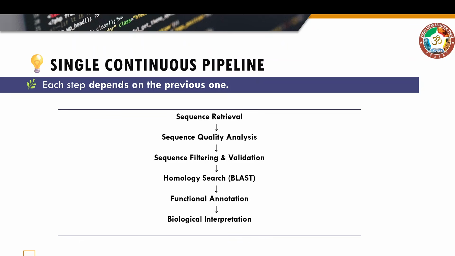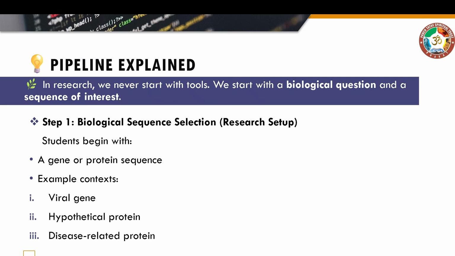Now, the important concept is that this is a single continuous pipeline. This concept is very important, and it means that each step depends on the previous step and we cannot skip any of these steps. Okay, so we move logically just like real research. In bioinformatics, pipelines are more important than individual tools.